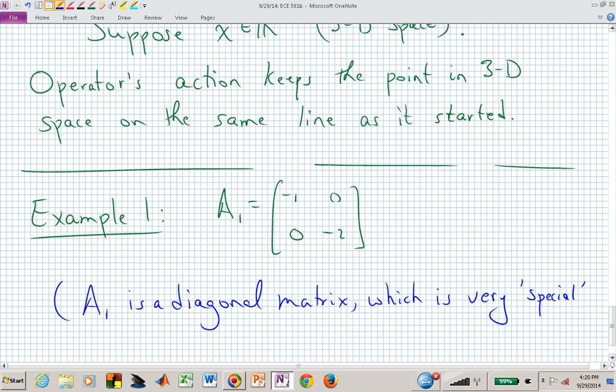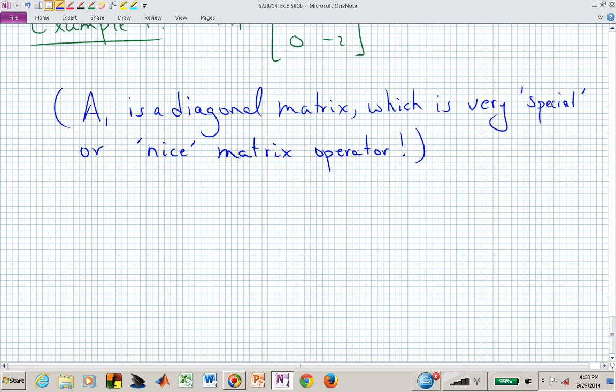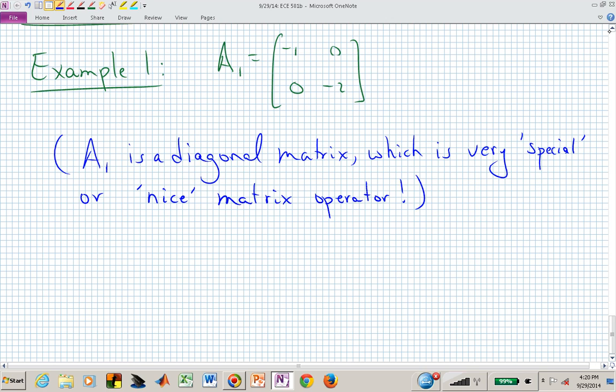Special. This is now a special matrix. It's very special, actually. Or we could say a nice matrix operator. If we look at this matrix operating on some vector, let's suppose that the vector that we choose, v1, actually lies on the x-axis.